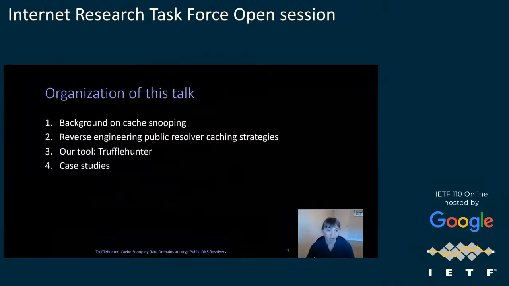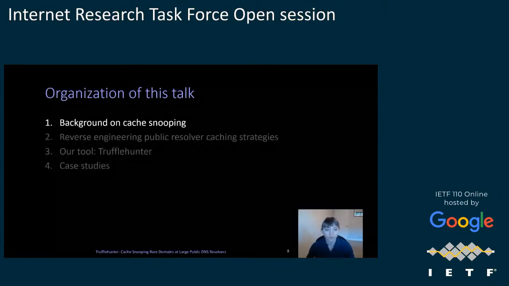So for the remainder of this talk, I'm first going to go over some brief background on cache snooping for anyone who hasn't seen the details in a while. And then I'm going to talk about how to do it on public resolvers. To do that, you need to understand their caching strategies. So we as researchers had to reverse engineer the caching strategies of 4 large public resolvers. Next, I'm going to talk about our tool, which is called Trufflehunter, and how we used it to measure certain case studies and learn a little bit more about these types of rare abuse that we're interested in measuring. So I'll get started on background of cache snooping.